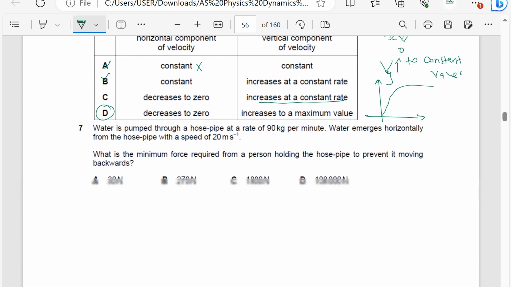Water is pumped through a hose pipe at a rate of 90 kilograms per minute. Water emerges horizontally from the hose pipe with a speed of 20 meters per second. What is the minimum force required from a person holding the hose pipe to prevent it from moving backwards?